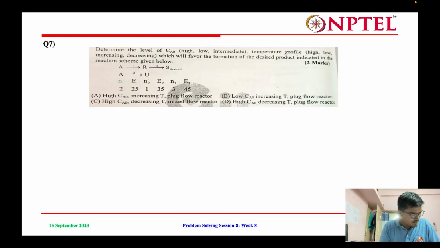Here S is the desired product. We would like to progress along the A gives R gives S route rather than the A gives U route. Since E1 is less than E2, we start the reaction at lower temperatures, since low temperature favors the reaction with a lower activation energy.